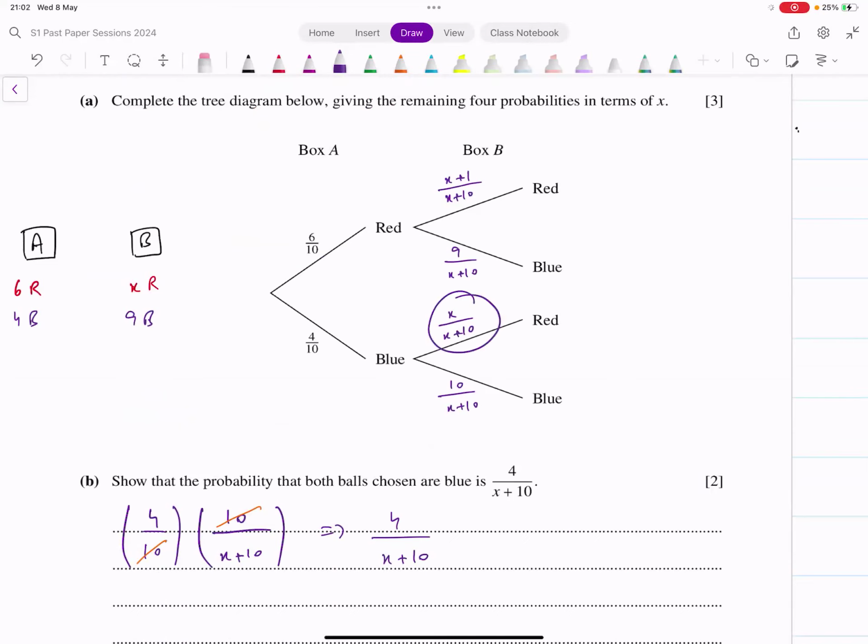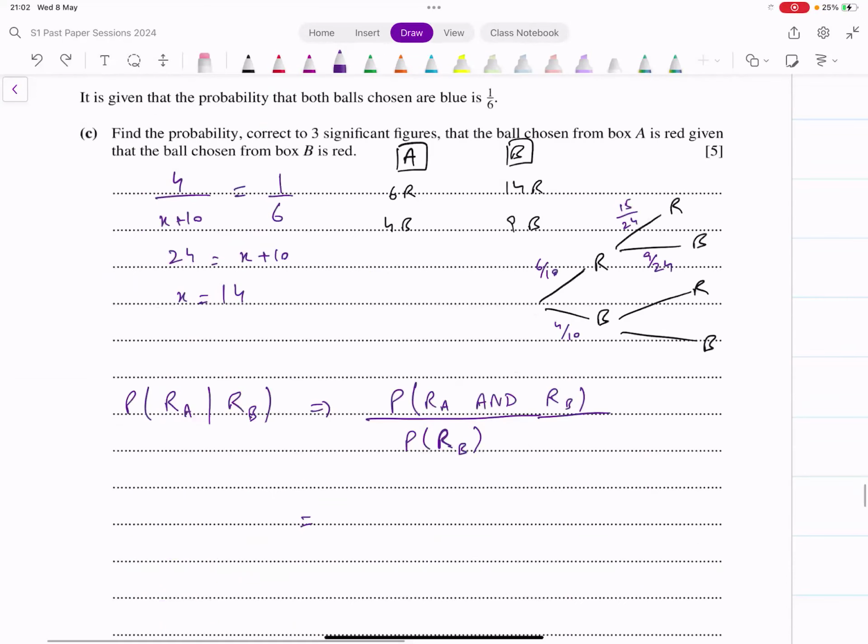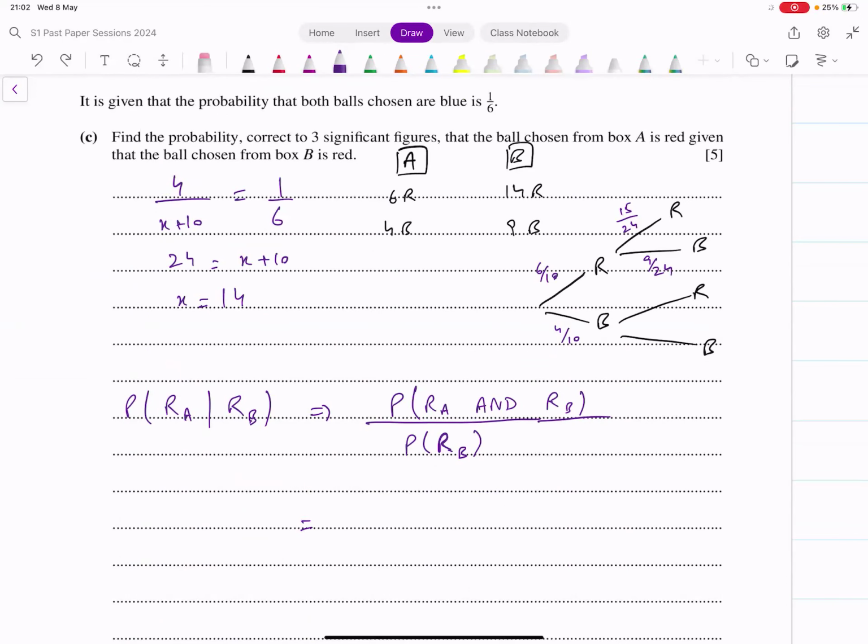And you have x over x plus 10, x is 14. So this is going to be 14/24. And then the remaining would be 10/24. This is the tree diagram that you have now.